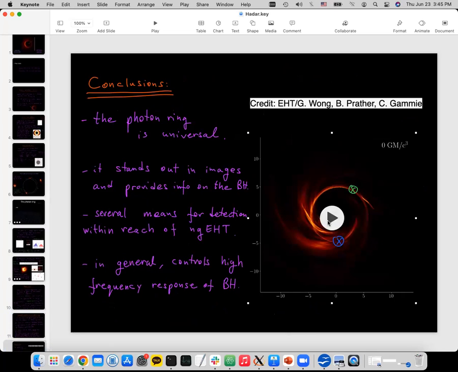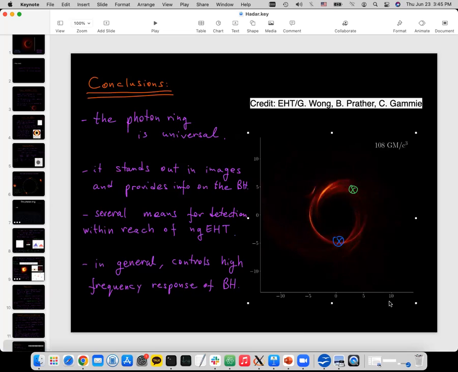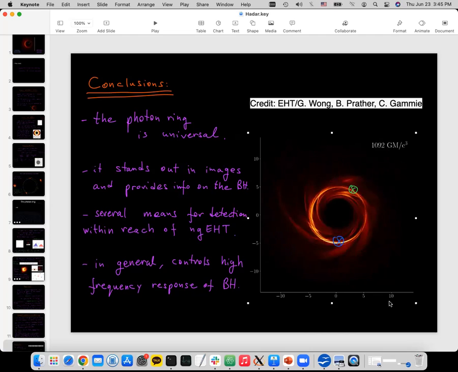And so yeah, I will conclude. The photon ring is universal and it stands out in images. There are several proposals of how to detect it. I'll say just one more sentence: it's a nice feature because it really connects both to black hole theory and to black hole observation, and it's a well motivated thing for us to go for, and I think it's really doable. Thank you.